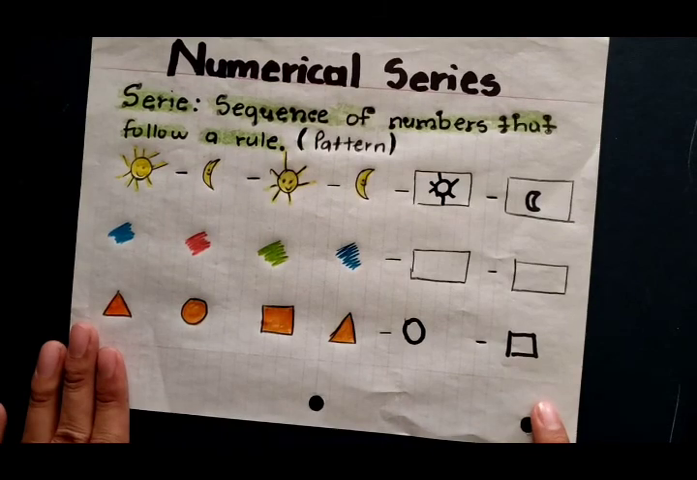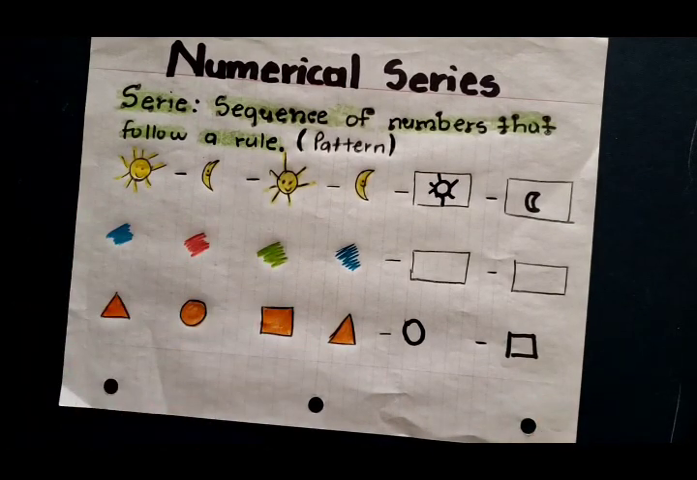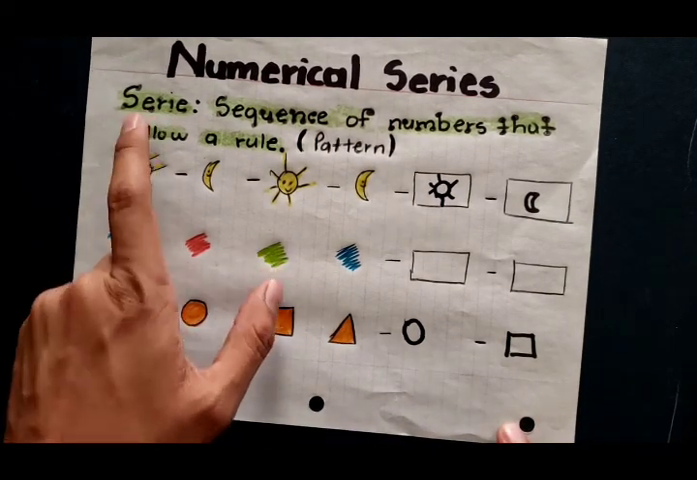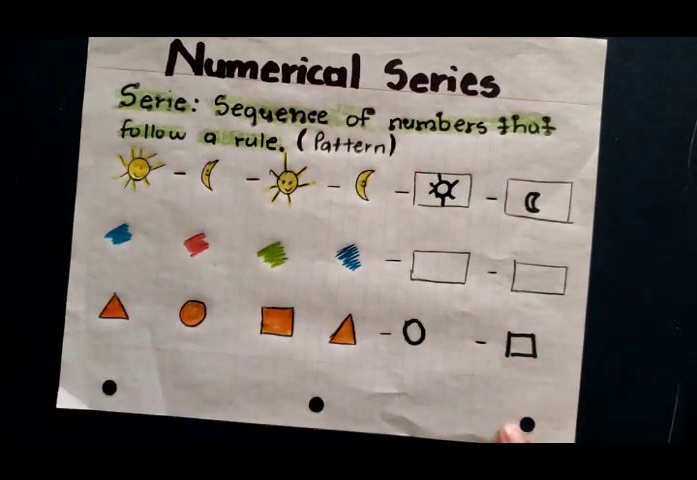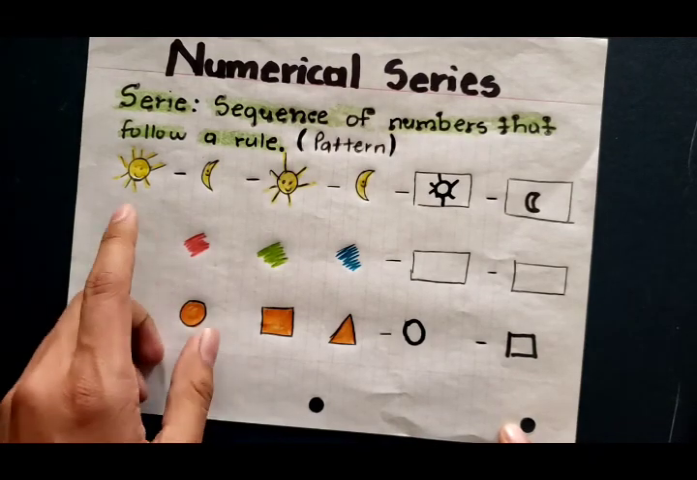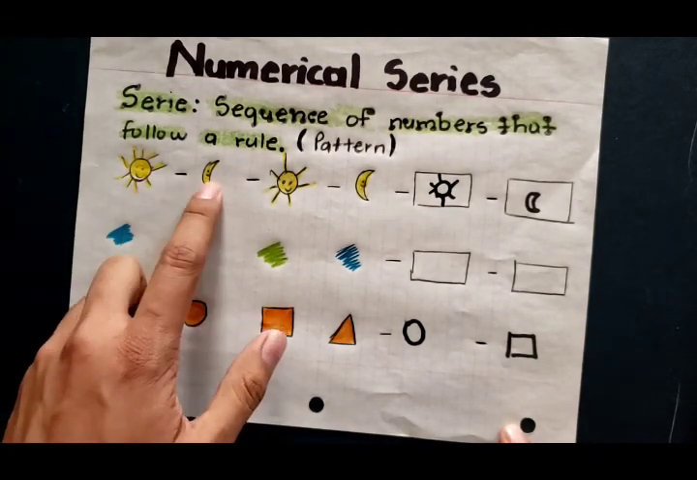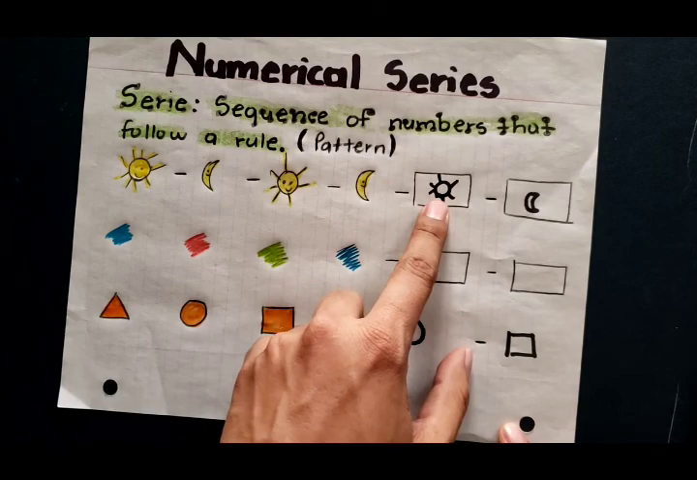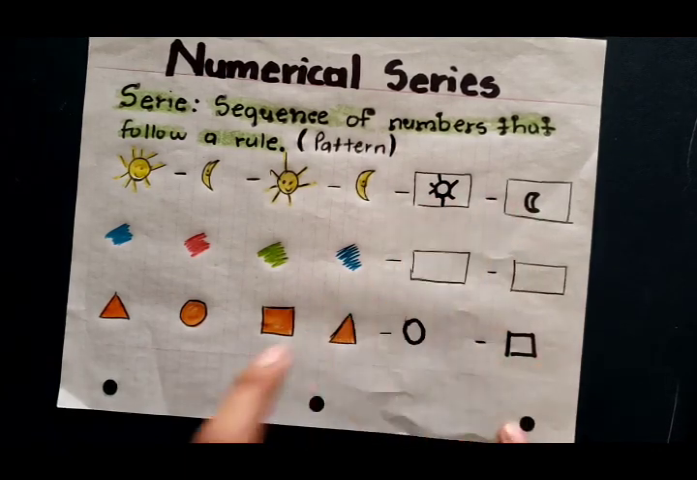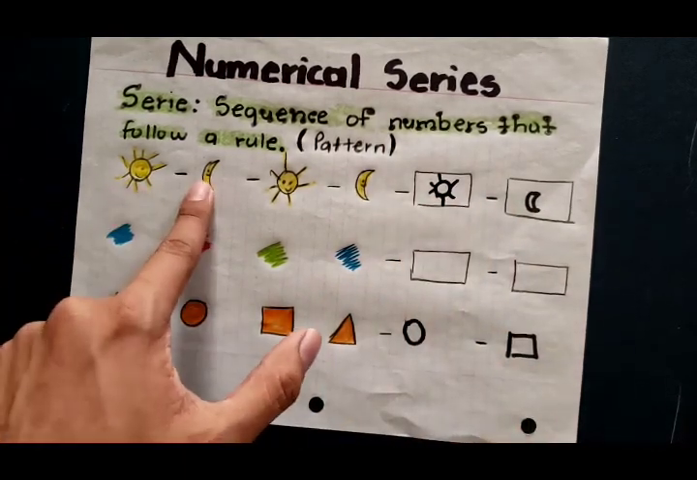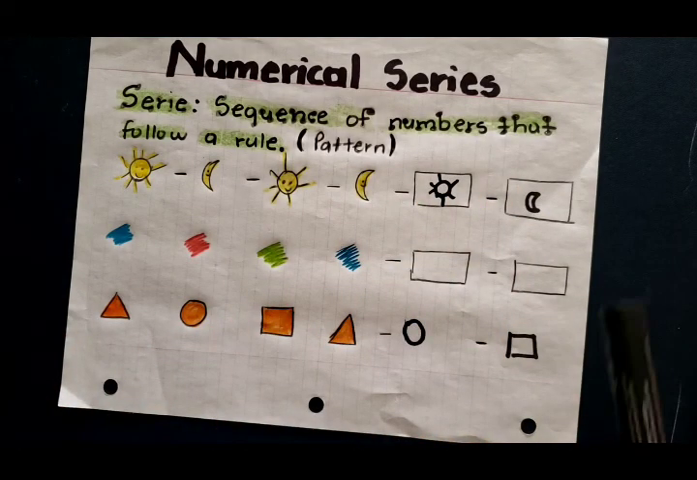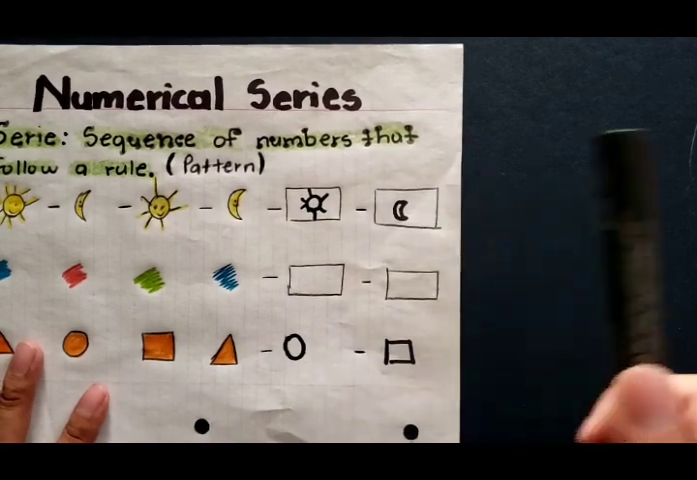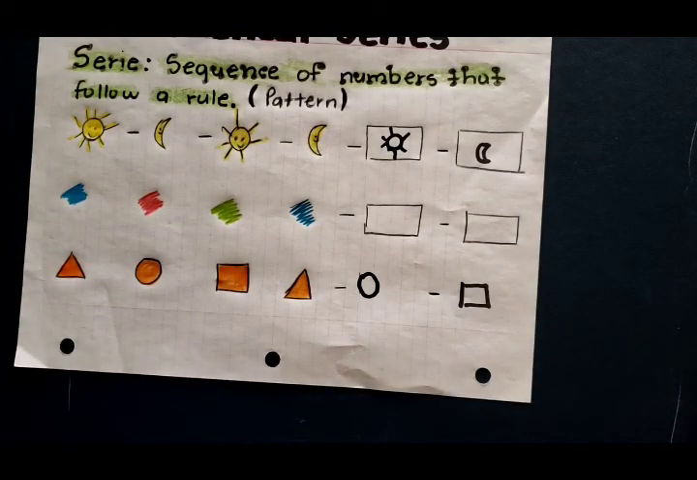So look at the image that we have here. Here we have a numerical series. A numerical series is a sequence of numbers that follow a rule or a pattern. So look at this. We have a sun, moon, sun, moon. Or you may say day, night, day, night, day, night. And then you already know which is the next one. After night, what are you going to write? Day. After day, night. That is a pattern. Something that follows a sequence.